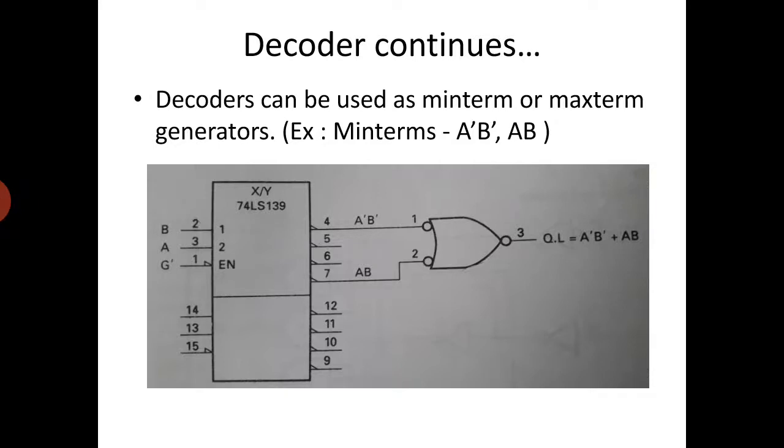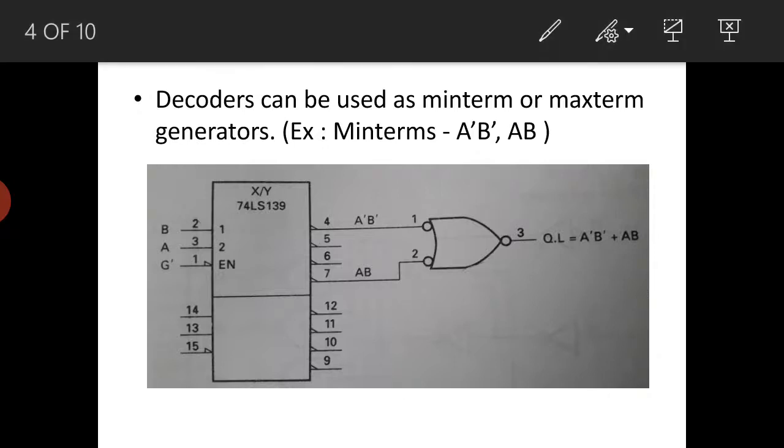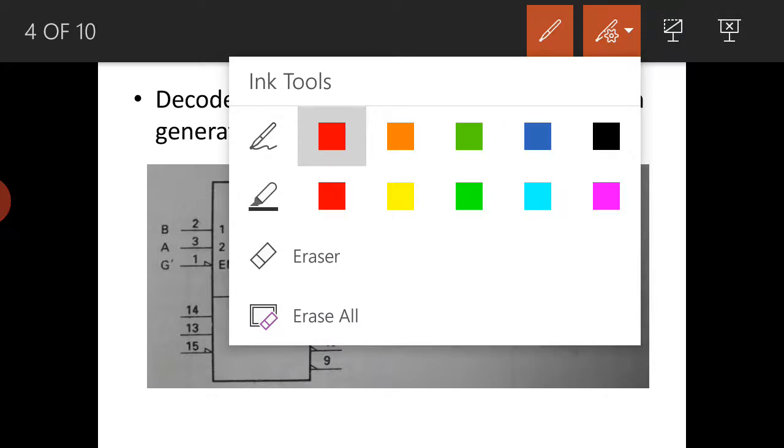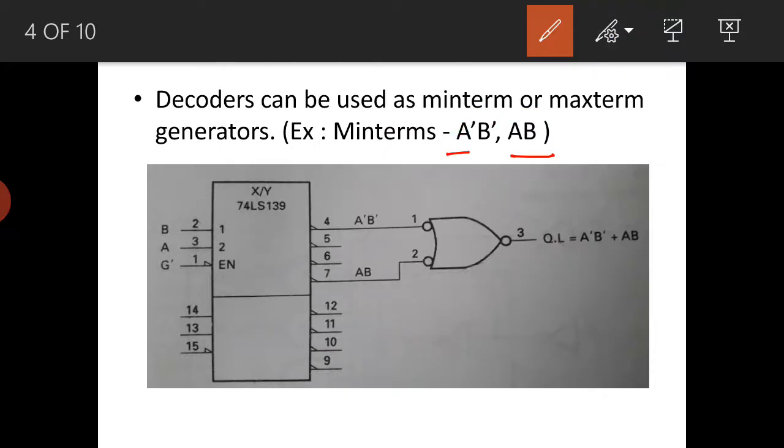Whatever truth table we get from the design or the problem statement, finally it has to come to a Boolean equation. That Boolean equation we write in terms of min terms or max terms. So decoders can be used to implement the min terms or max terms. As we are seeing here, there are 2 min terms, a bar b bar, and ab. We need to get the output whenever a bar b bar occurs and whenever ab occurs.